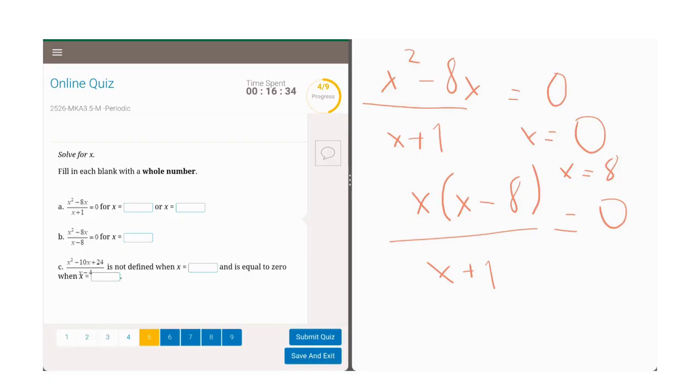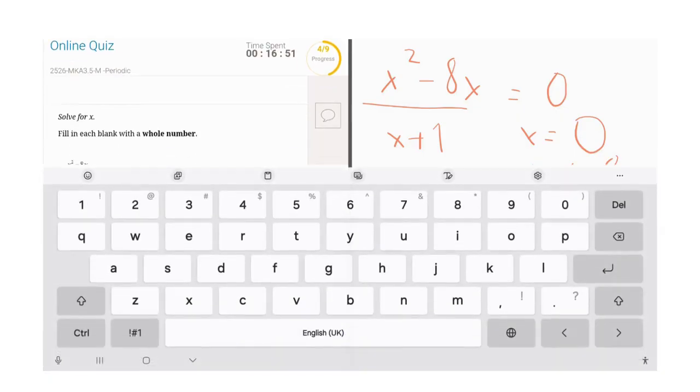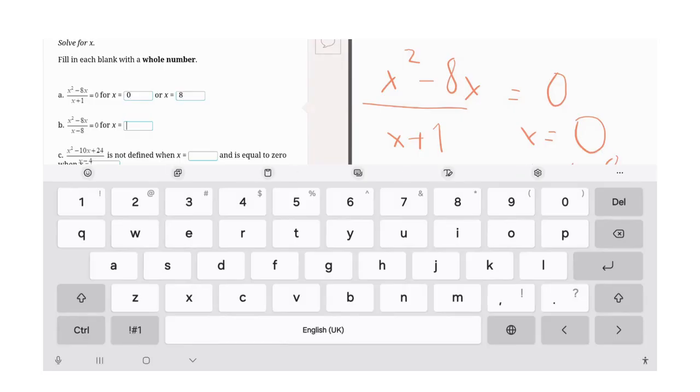Now I try that on the denominator. 0 plus 1, it's not equal to 0. So that means 0 is a factor. Now I try 8. It is also not equal to 0. So that means that the correct values of x will be 0 or 8.